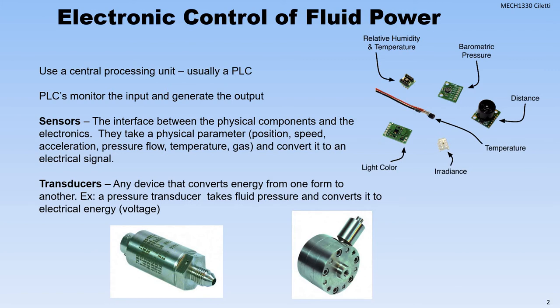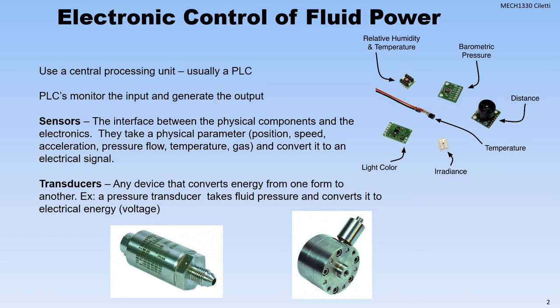We use a bunch of different sensors and transducers. We've talked about a lot of these in electrical class, and you'll talk about them even more in PLC class. Sensors are the interface between the physical components and the electronics. We use a physical parameter, such as position, speed, acceleration, pressure, flow, temperature, or gas, and convert that to an electrical signal. We call them transducers. A transducer is just a device that converts energy from one form to another, so it takes fluid pressure and converts it to electrical energy. We're going to learn about all those next chapter.